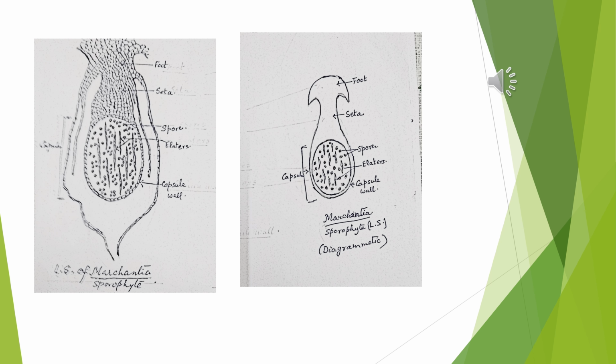You must be surprised as to why the sporophyte shown is inverted, foot at the top and capsule at the bottom. This is because the sporophyte hangs upside down from the archegonial stalk of the gametophyte.